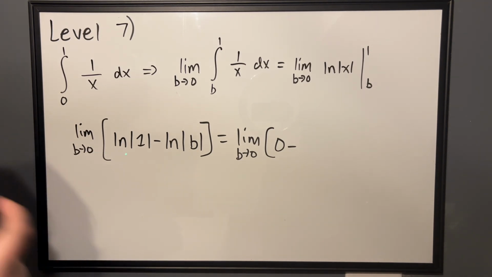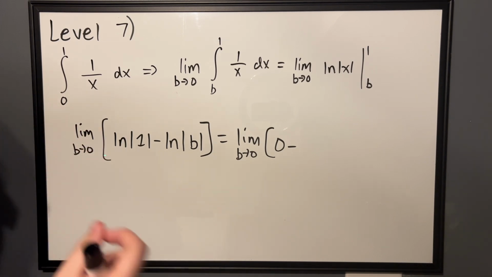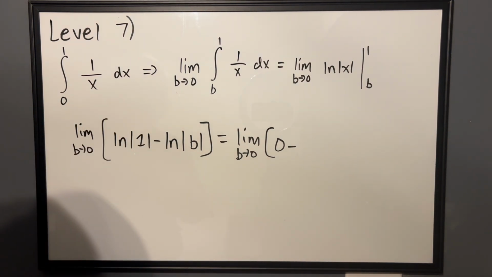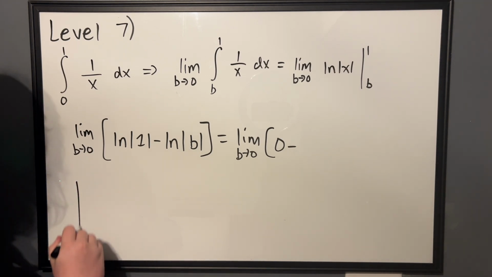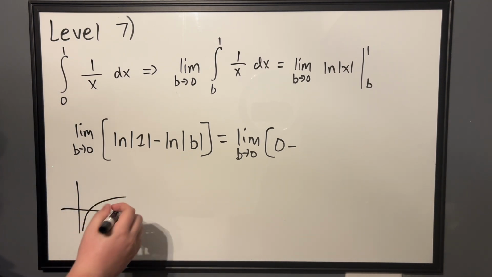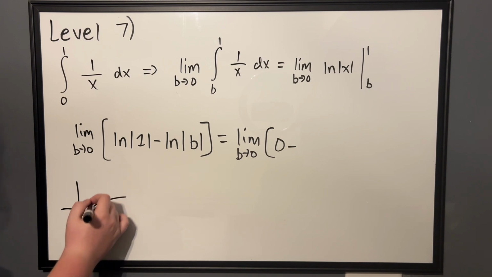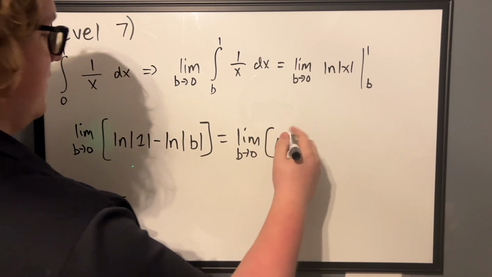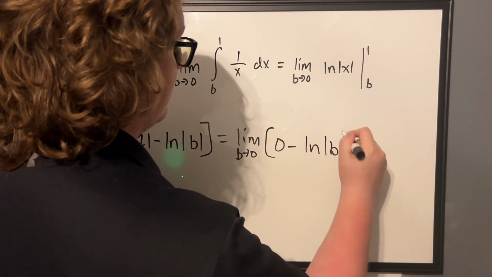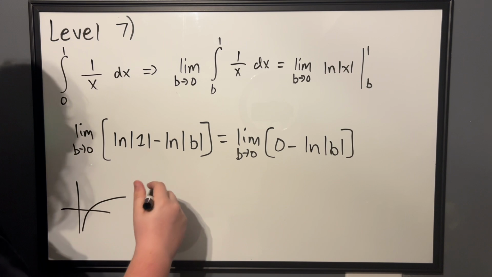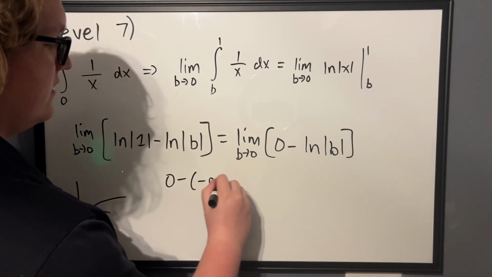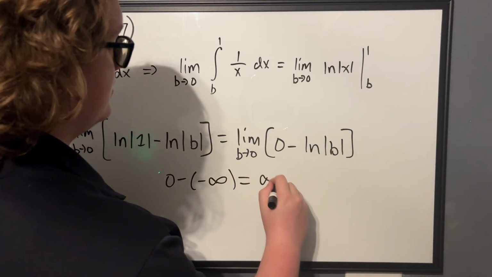Now remember that as b goes to 0, we're only looking at it from the positive direction, coming in from the right side, because from the left side, natural log functions aren't defined for negative numbers. So as b goes to 0 from the right side, remember the natural log graph looks like this. As b goes to 0 from this side, we see that it's going to approach negative infinity. I guess I shouldn't have written the limit, right? This is what we have. Now we're going to say that this is 0 minus, as b goes to 0, this becomes negative infinity. So 0 minus negative infinity, of course, gives us positive infinity.